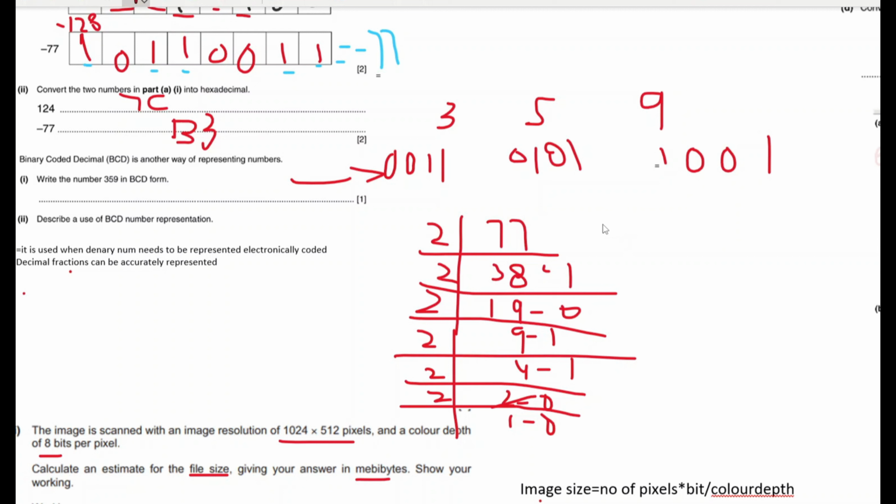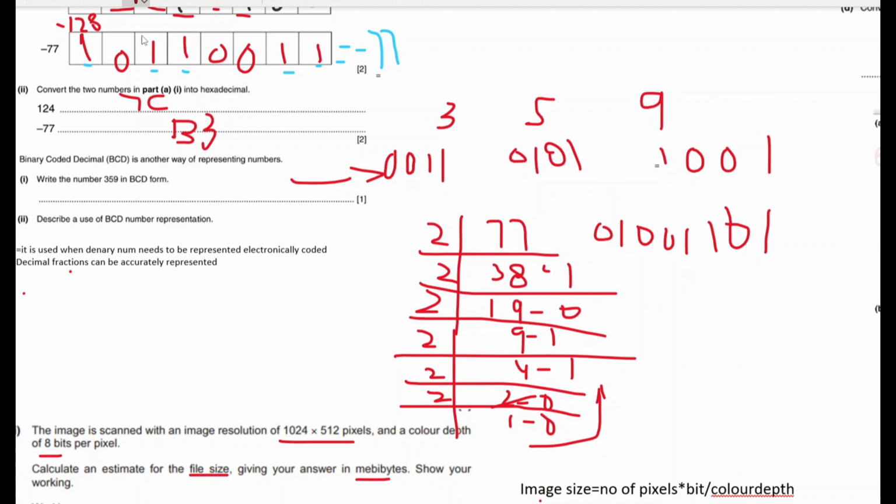So what I will do is add 0 on my left hand side, and then I will write this answer over here, and similarly in this direction, including this 1 also. So my answer will be 0 1 0 0 1 1 0 1.